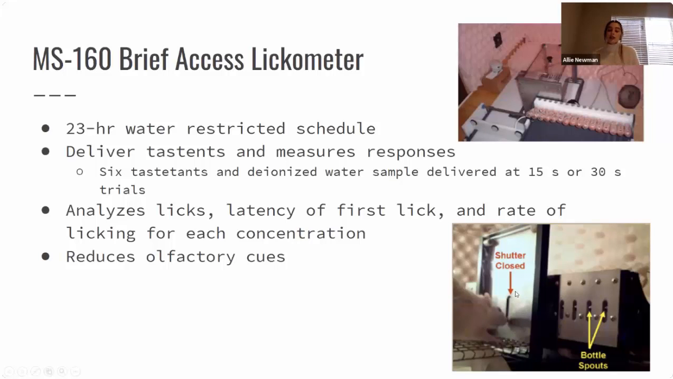Our samples were delivered in 15 or 30-second trials. The Davis rig itself analyzes licks, latency of the first lick, as well as rate of licking for each concentration. The Davis rig is put into an isolation chamber that's covered in insulation, with fans as well as white noise machines, all in hopes of reducing olfactory cues.